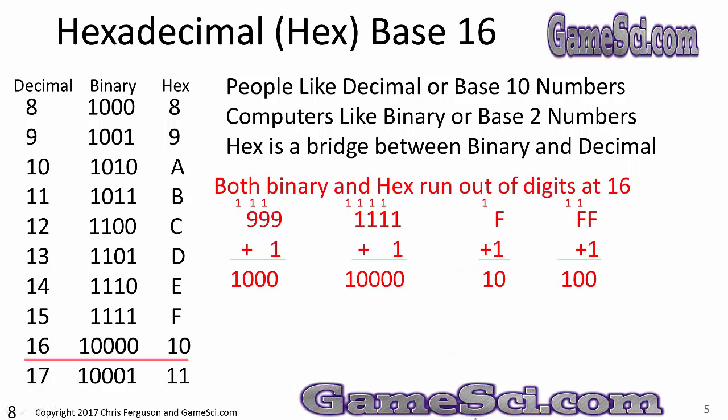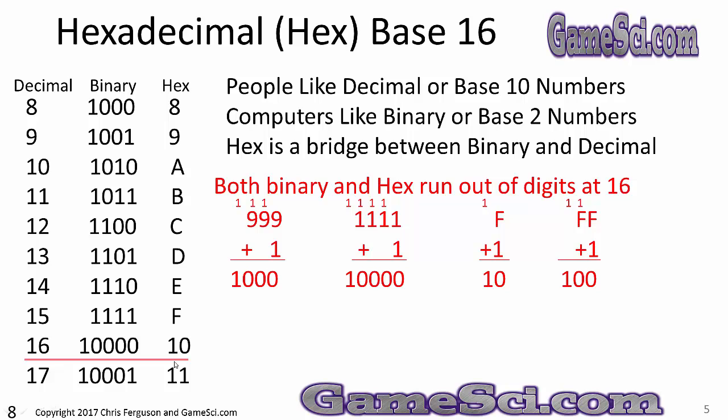The pattern is divide by the base when you're going from decimal to that base, or multiply by powers of the base when you're going from the base to decimal. Moving on, both binary and hex run out of digits at 16. Look at this line carefully here. At decimal 16, binary adds a new digit. At decimal 16, hexadecimal adds a new digit.